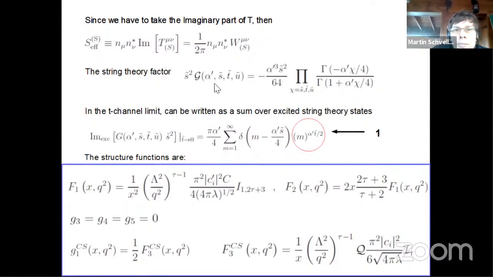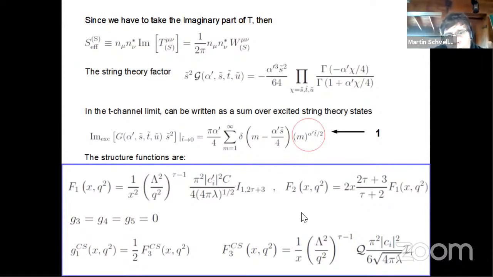And then in order to do it, we take the function which contains the gamma structure, and then we have to take the imaginary part and also take the limit t tilde, the Mandelstam variable in 10 dimensions, going to 0. So for the first thing, this imaginary part gives you this sum over excited string states, and this part over here, you can reduce just to 1, because we are considering here the limit t tilde going to 0.